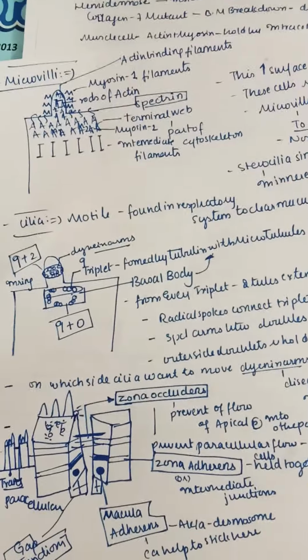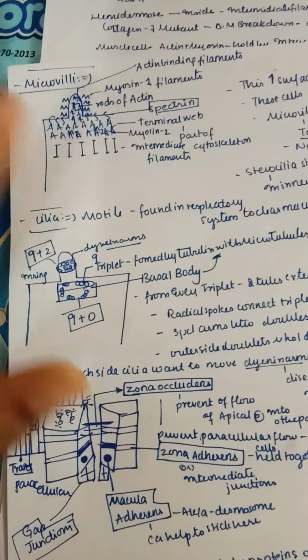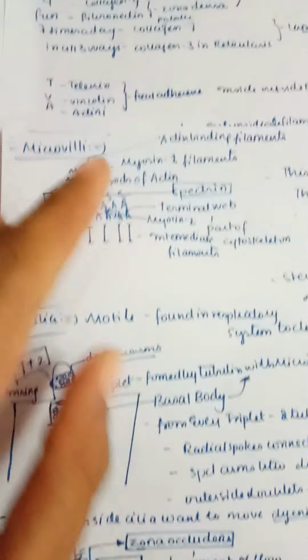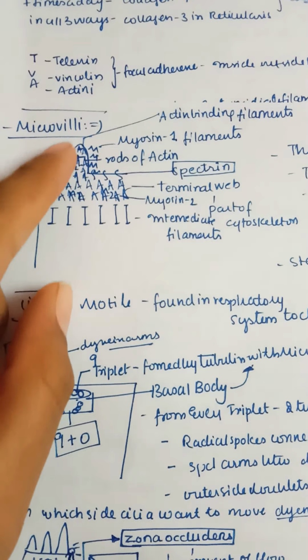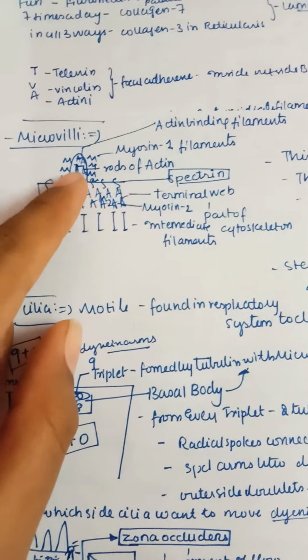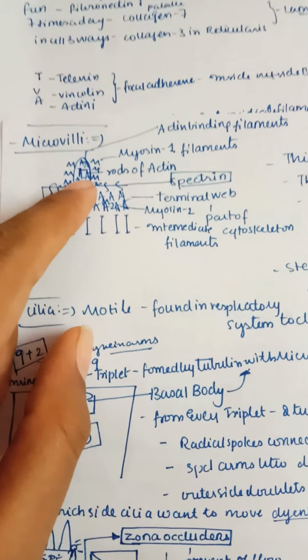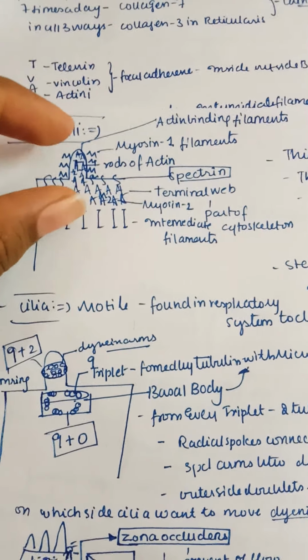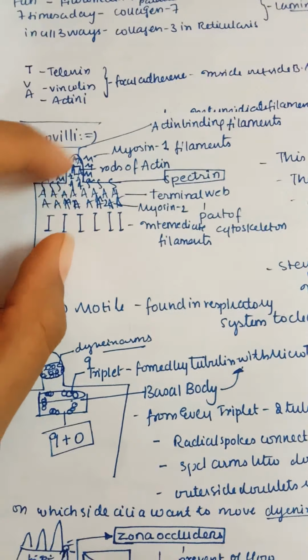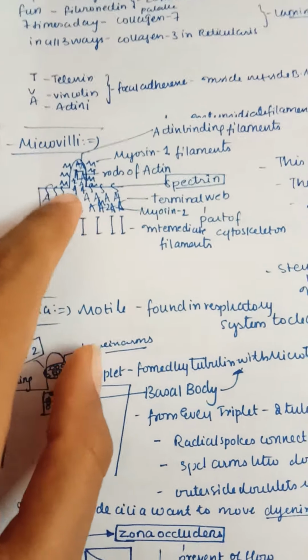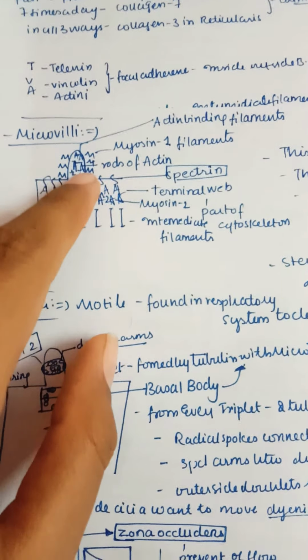So now let us check out the microvilli structure and its details. Normally microvilli have actin binding filaments, and outer myosin 1 filaments, and there are rods of actin in between. As rods of actin are present, something should bind them. So there are also actin binding filaments, and outside we have myosin 1 filaments. And this is the spectrin, which connects the outer part and the inner part.